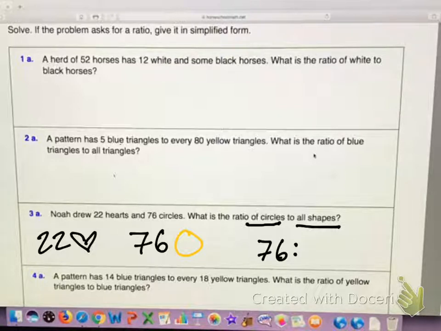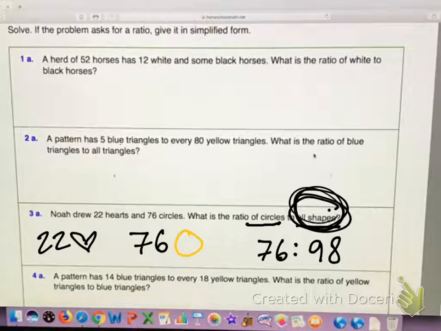76. And how many all shapes is there, Ben? 98. A lot of you guys would mess up and write 22. That's not correct. We care about all shapes. Now, we want to simplify. A lot of times in this, we find the greatest common factor in order to make our lives easier. We have 76 and we have 98.